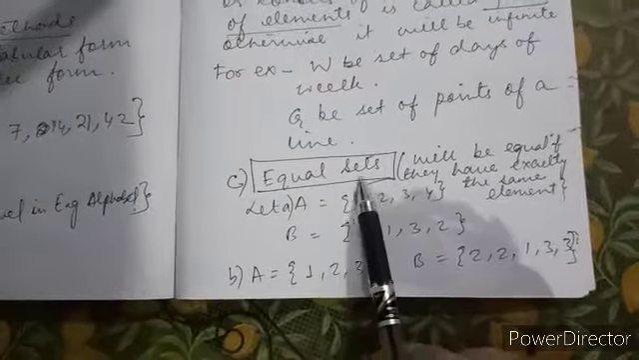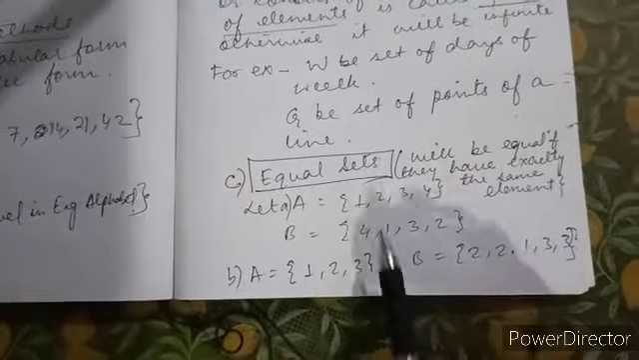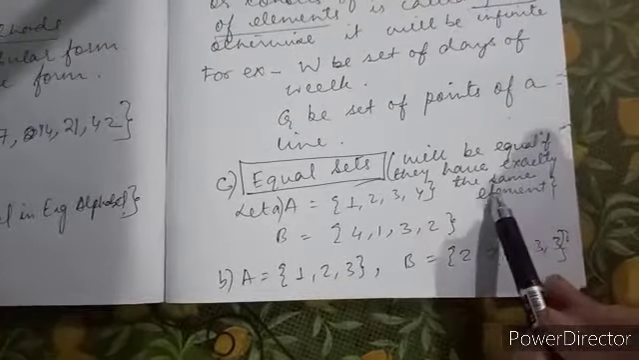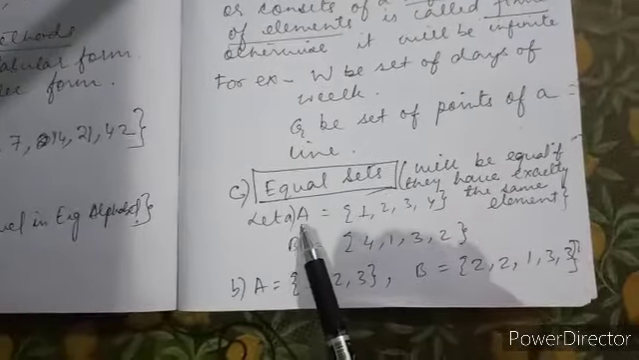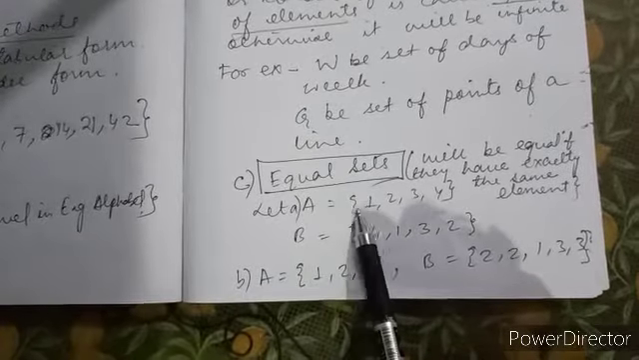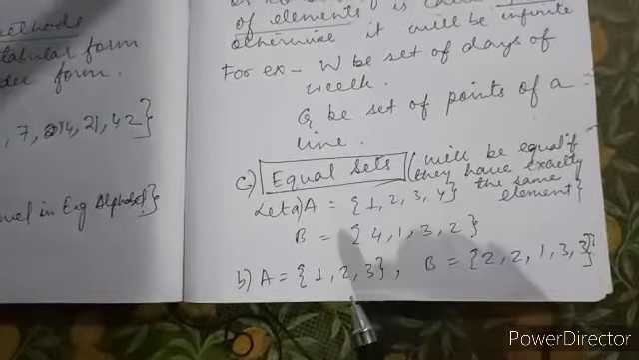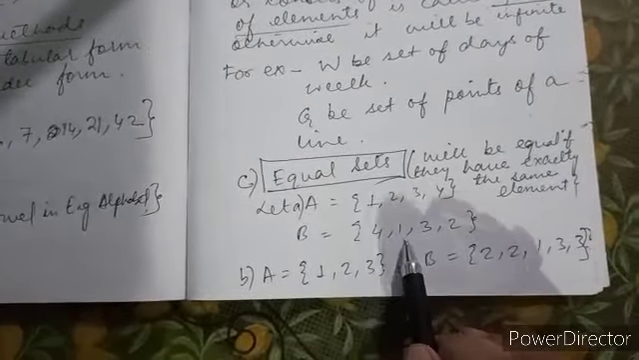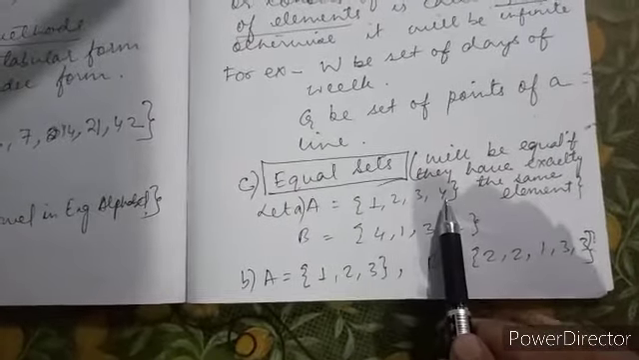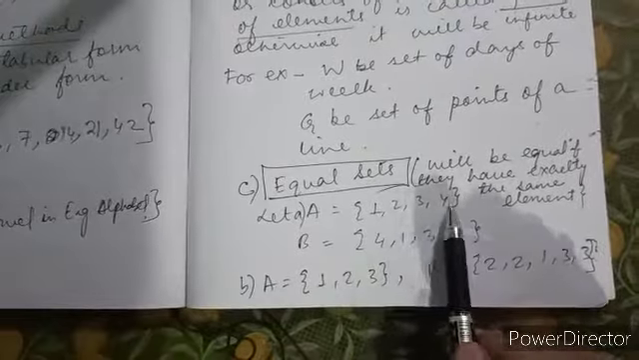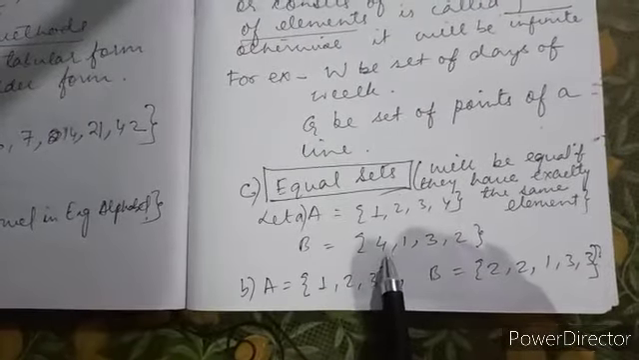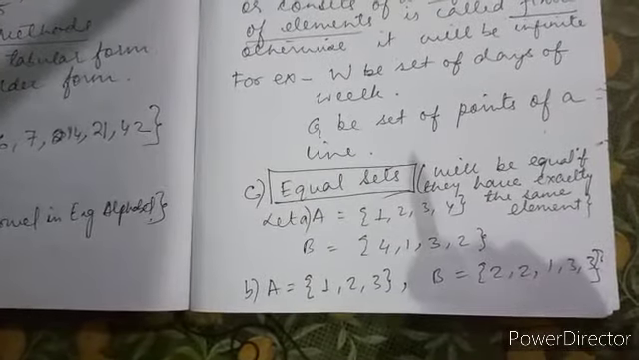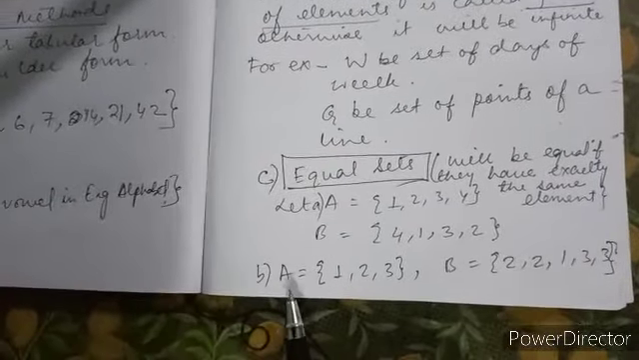In equal sets, we do a comparison between two sets. Two sets are equal only if they have exactly the same elements. For example, see here, I am defining a set A and inside it I am writing 4 elements, that is 1, 2, 3 and 4. And in the second set B I am writing other elements, which are 4, 1, 3 and 2. If you see the elements present in our first set, that is 1, 2, 3 and 4, and in the second set also it has the same elements, that is 1, 2, 3, 4. So this type of set is known as what? Equal sets.